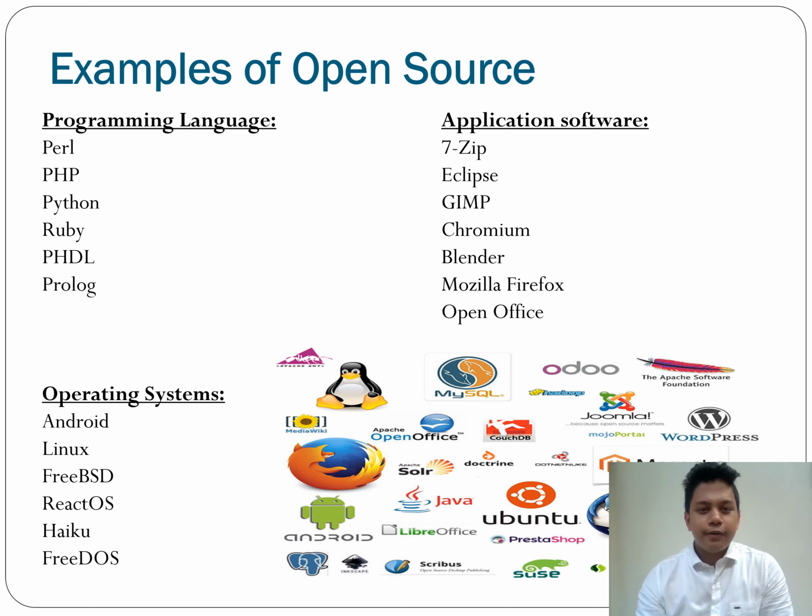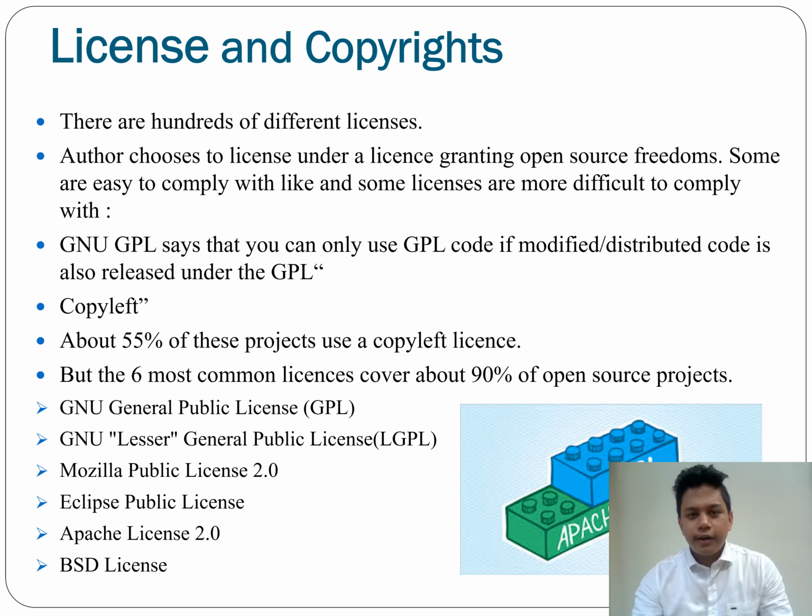So now the examples of open source. In programming languages, Perl, PHP, Python, Ruby, VHDL and Prolog are examples. Application software such as Eclipse, GIMP, Chromium, Blender, Firefox, Mozilla, etc. are open source. And operating systems such as Linux, FreeBSD, Android, Haiku, FreeDOS are also open source software.